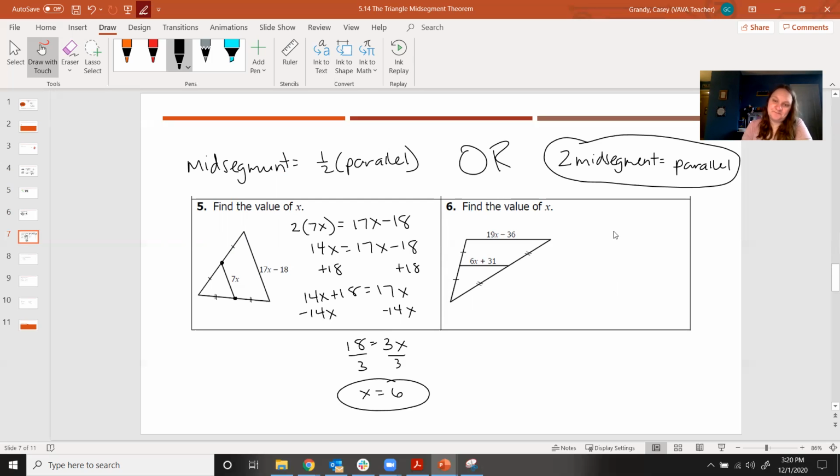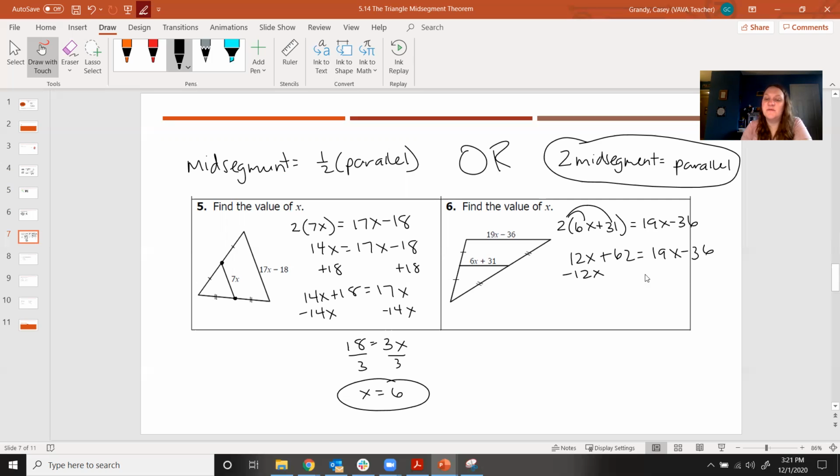Okay, example 6. Very similar problem. The mid-segment in this case is 6x plus 31, and the side it's parallel to is 19x minus 36. So I can say 2 times the length of the mid-segment equals the side that it's parallel to. Distribute that 2. So 2 times 6x is 12x, and 2 times 31 is 62.